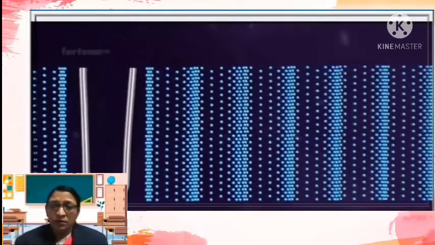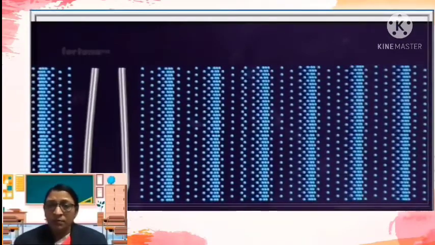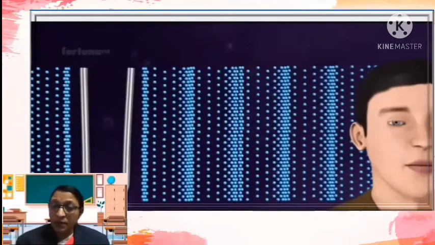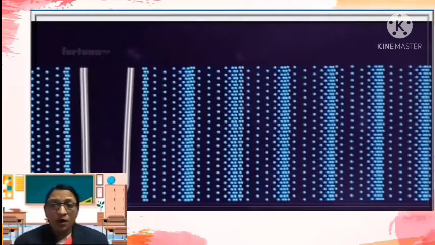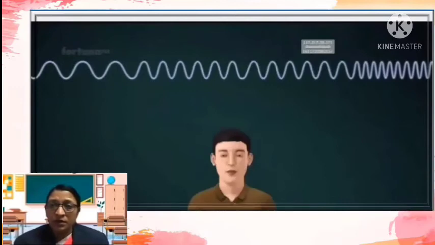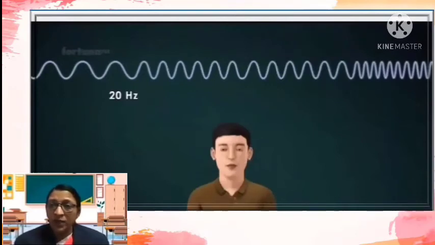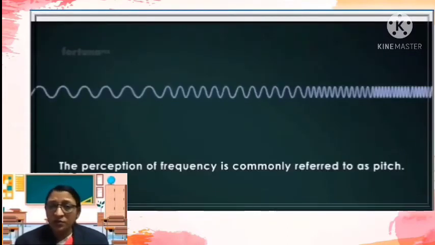Frequency of a sound wave is nothing but the number of back and forth movements of particles of the medium per unit time. In other words, frequency is the number of waves reaching the listener every second. Frequency is measured in hertz or cycles per second. The human ear can hear sound frequencies between 20 Hz and 20,000 Hz. The frequency of the wave does not change regardless of the medium.